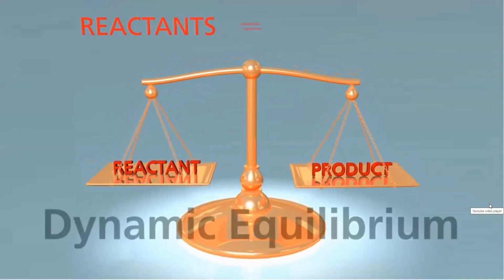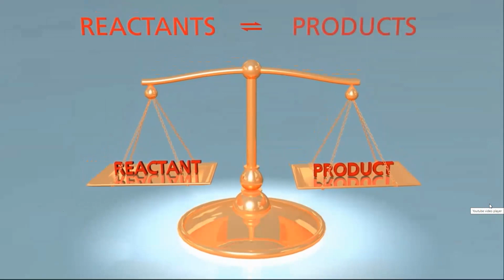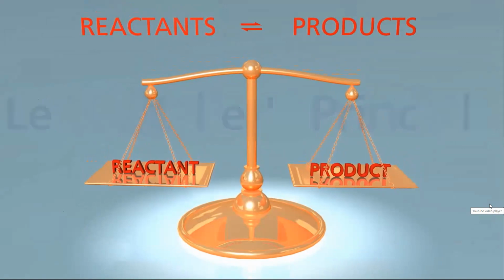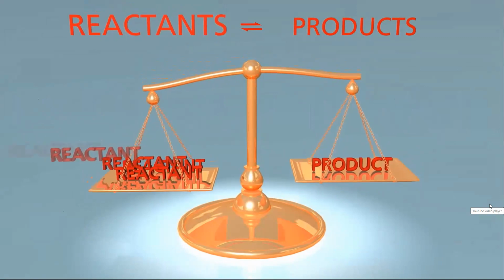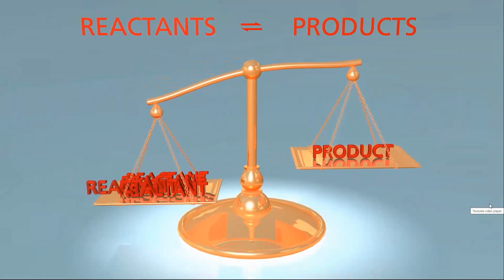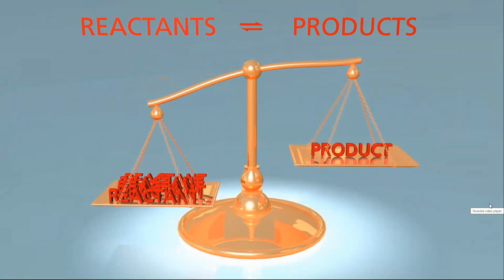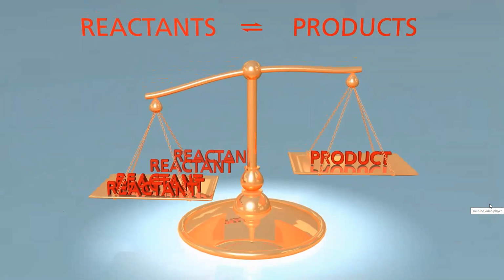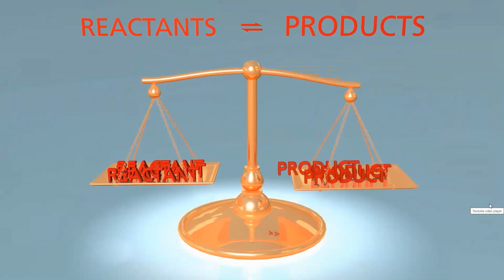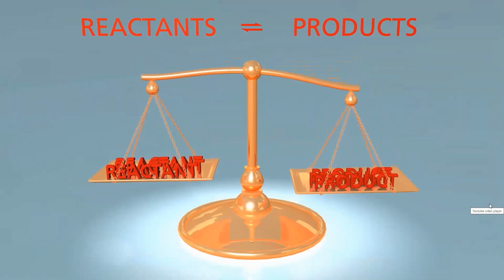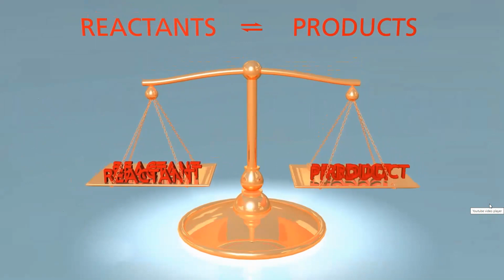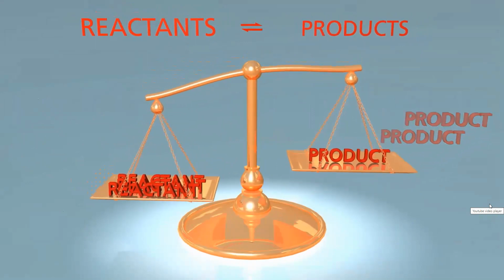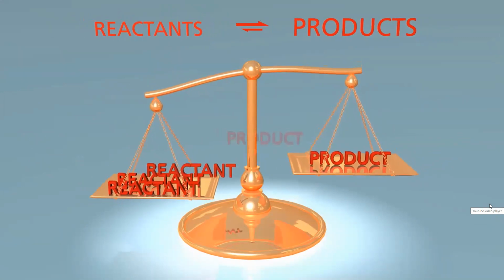Systems in dynamic equilibrium are very sensitive to changes in concentration, pressure, and temperature. Le Chatelier's principle enables us to predict the effect of these changes. It states that if a system in dynamic equilibrium is disturbed, the equilibrium position shifts to counteract the disturbance. For example, if more reactants are added, the system removes them by creating more products. If products are removed, the system replaces them by converting reactants.